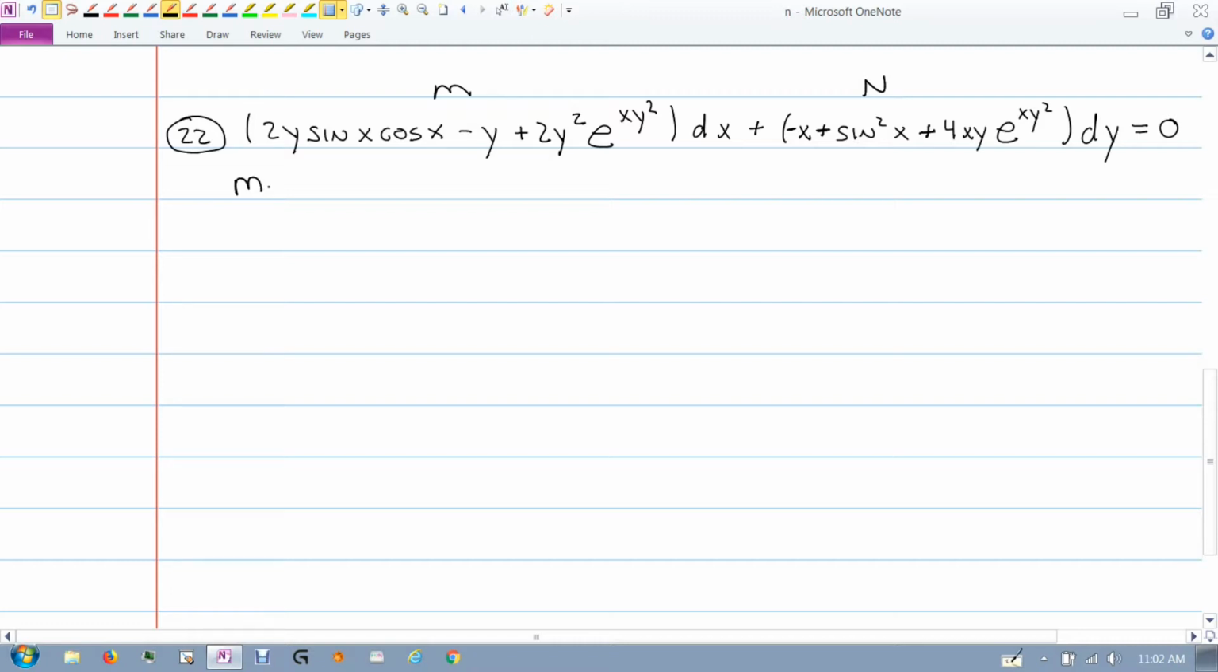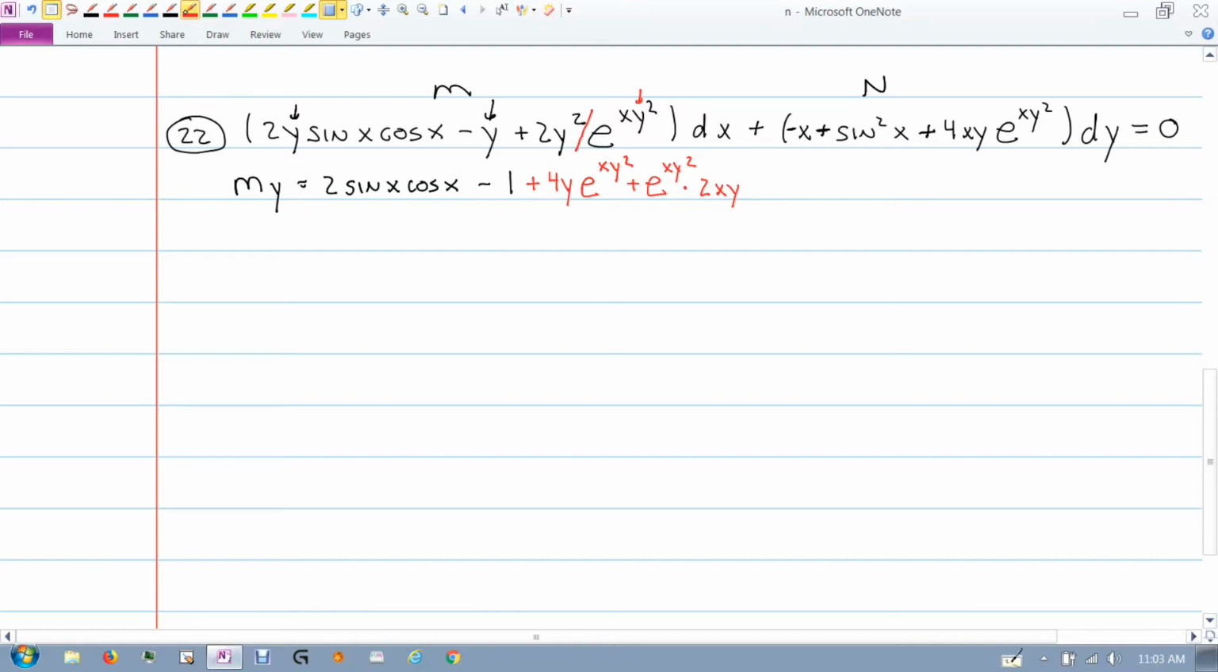So the partial of M with respect to y is equal to, well, y is the only thing here, so everything else is a constant. So it's just 2 sine x cosine x minus, derivative of that is just 1. And then here, oh man, we have product rule. So we're going to say plus 4y e to the xy squared plus the derivative of e to anything is itself, e to the xy squared, times the derivative of the exponent with respect to y, so x is like a constant, it's going to give you 2xy. Alright, so that's the product rule there.